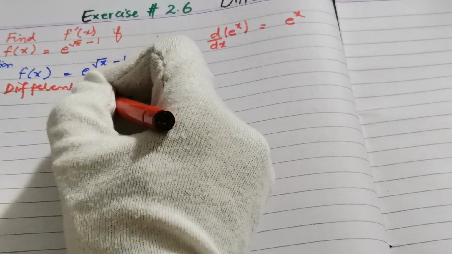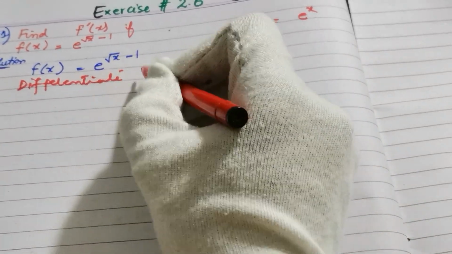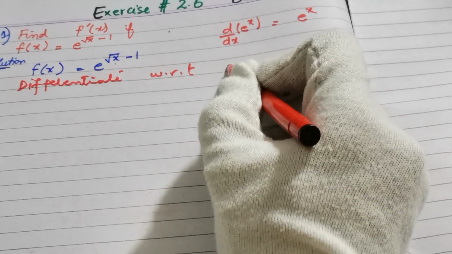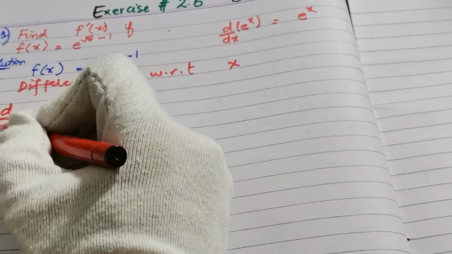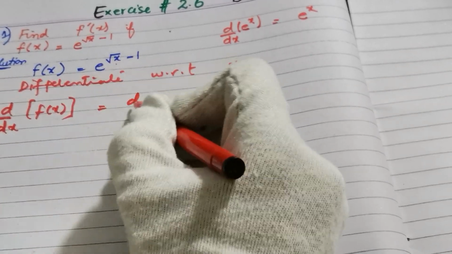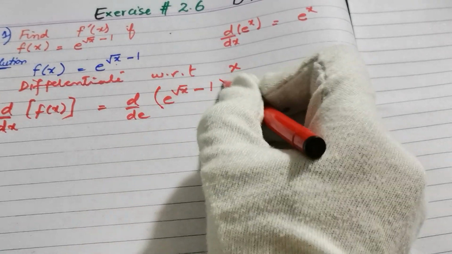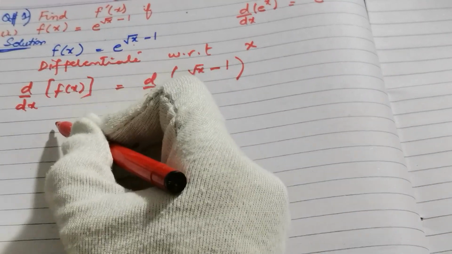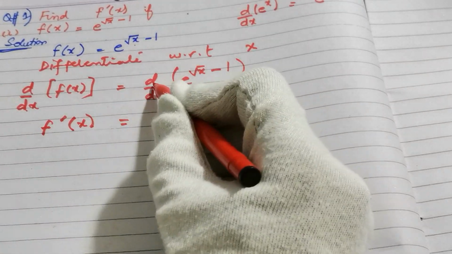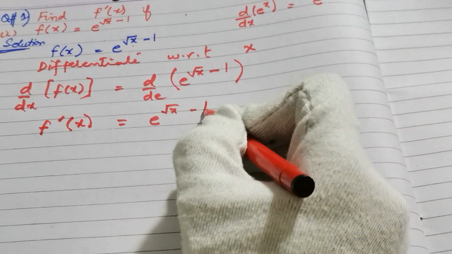Differentiate with respect to, here variable is x, so we will differentiate with respect to x. Derivative of f of x, derivative of e raised to power root x minus 1. So derivative of f of x is equal to f dash of x. Now derivative of e^(x minus 1) is always e^(x minus 1).